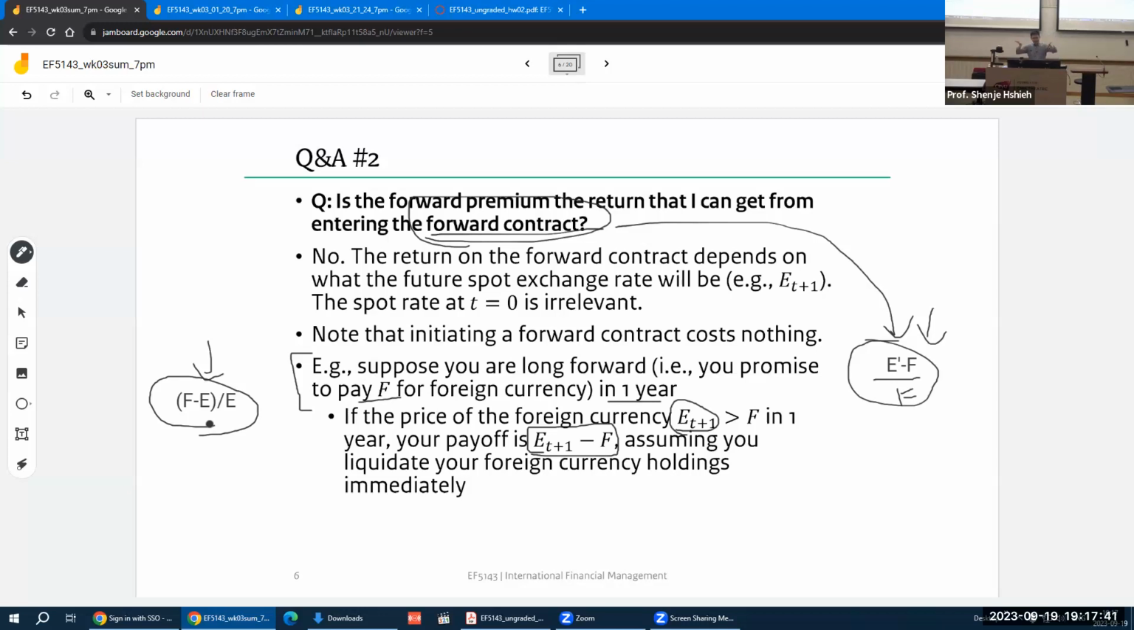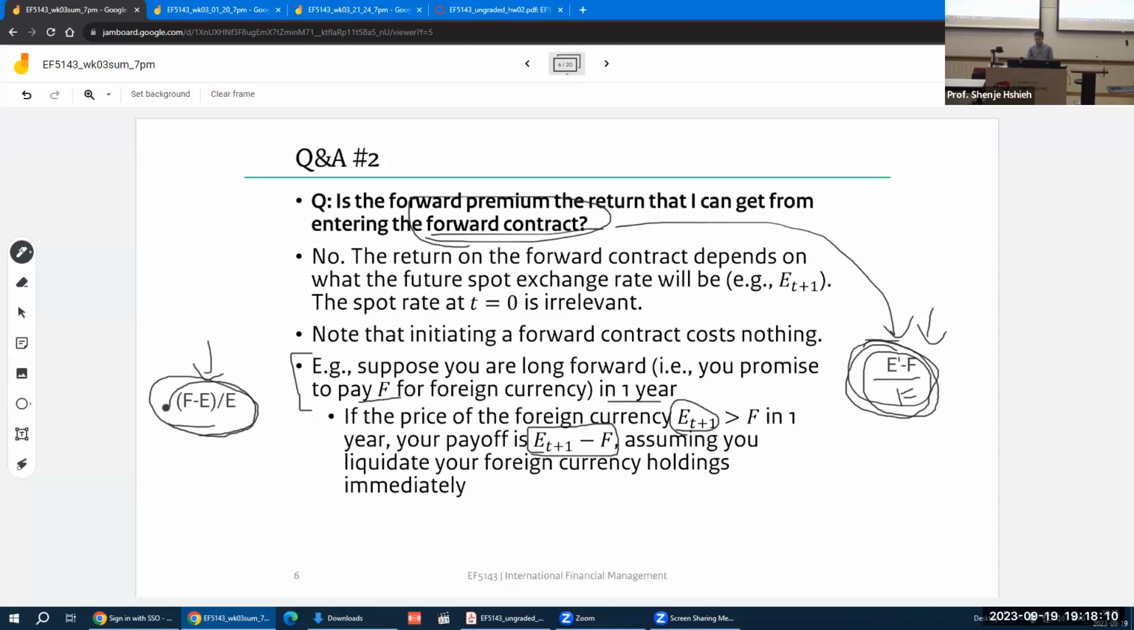All right, so make that distinction. To summarize, the forward premium is not the same as the return on the forward contract. And if you want explicit equations, the equation is this one. This is the return on the forward contract. It's the return you get from speculating on F. You're betting basically that the future value of E will exceed F. That's what your bet is.